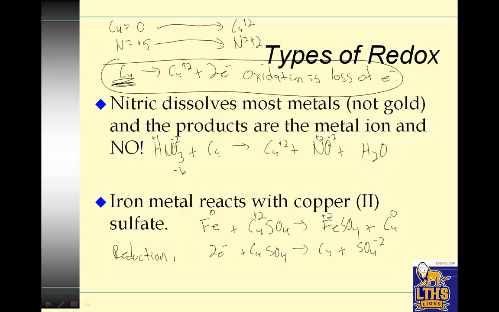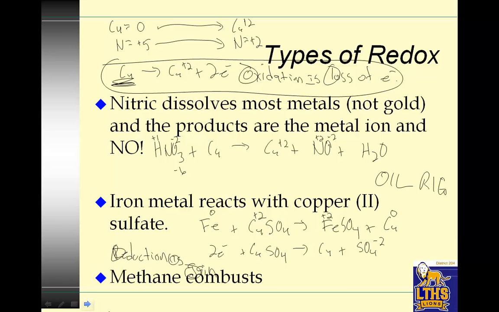Reduction is gain of electrons. So look right here, we've got oxidation is loss, that's oil. Reduction is gain, that's rig, oil rig, remember that. Methane combusts if I have CH4 plus O2 yields CO2 plus H2O, and fire and heat and spectators. So oxygen is 0 over here because it's an element, and here it's not 0.